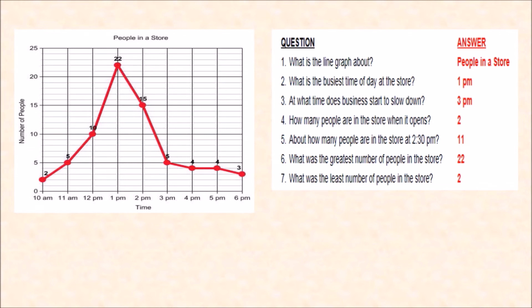How many people are in the store when it opened? It opened at 10 a.m. That's the first point on the graph. So at 10 a.m. there are 2 people.